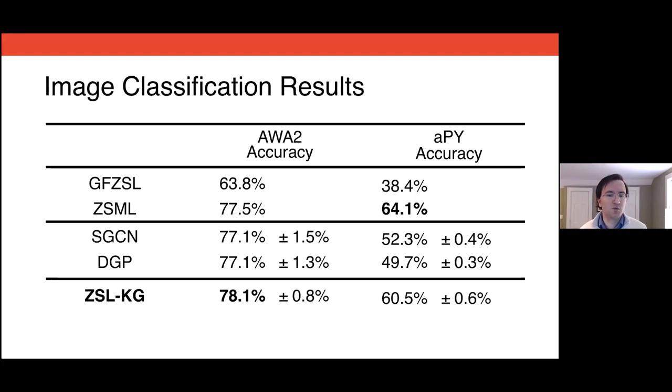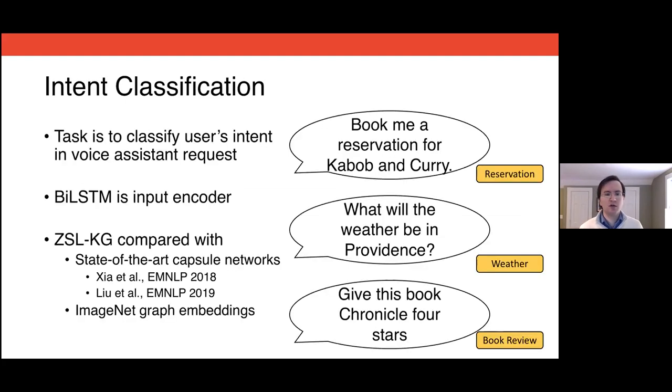And so we're seeing significant improvements over the prior graph-based methods that are using ImageNet as the knowledge source. So one more data set I want to show you in the last couple minutes, this is just a sampling of some of the data sets that we have in the preprint on our archive.